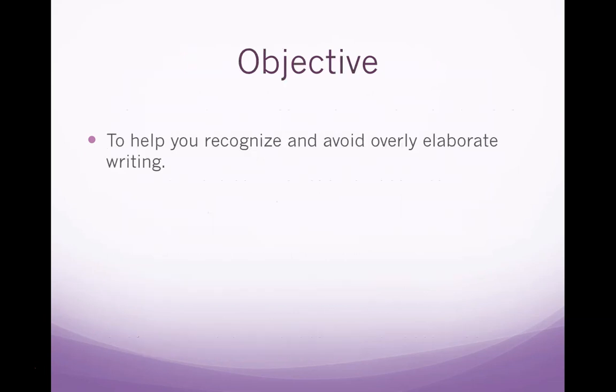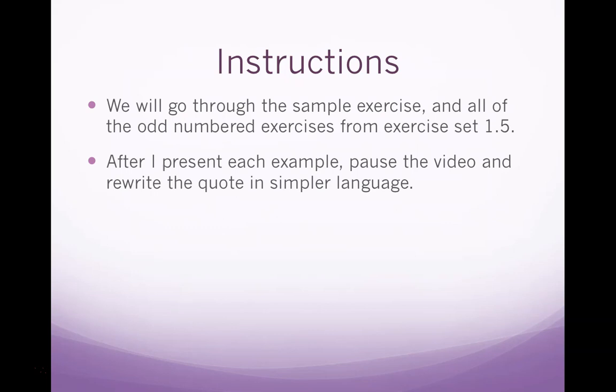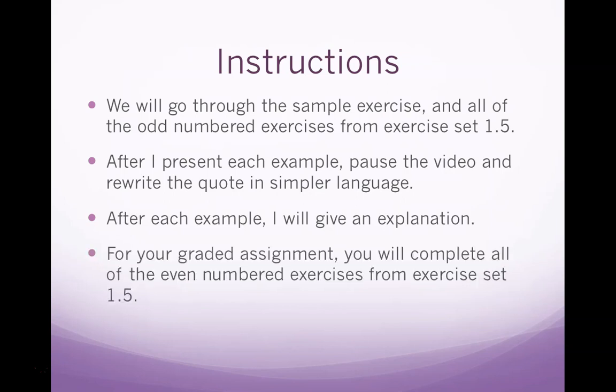So, the objective is to help you recognize and avoid overly elaborate writing. We're going to go through the sample exercises and all of the odd-numbered exercises from the set 1.5. After I present each example, I'm going to pause the video and give you a chance to rewrite the quotation in simpler words. After each example, I'll give an explanation. For your graded assignment, you'll complete all of the even-numbered exercises from exercise set 1.5.